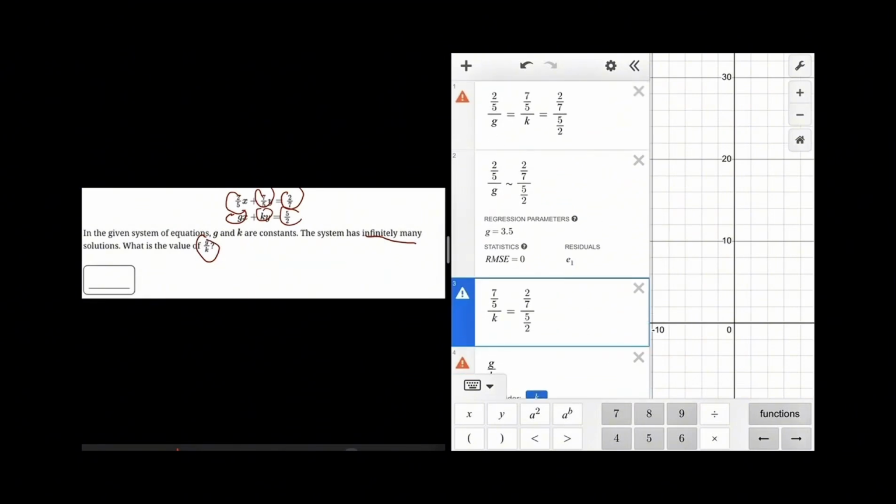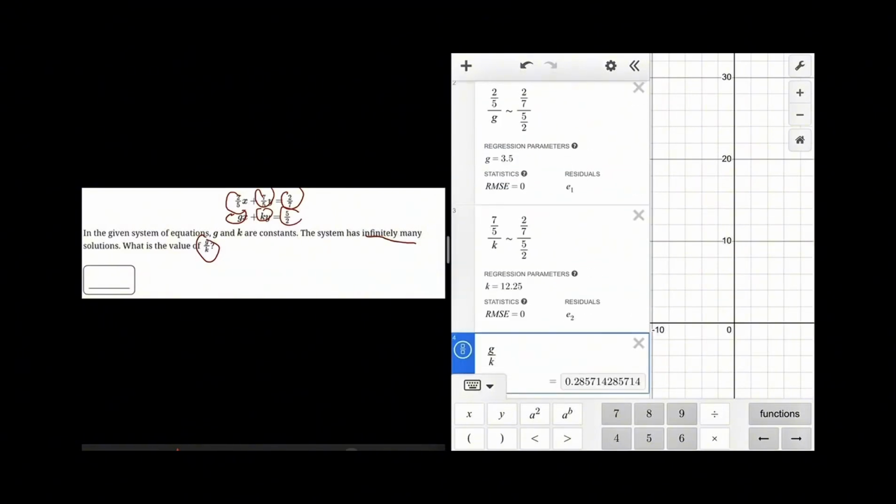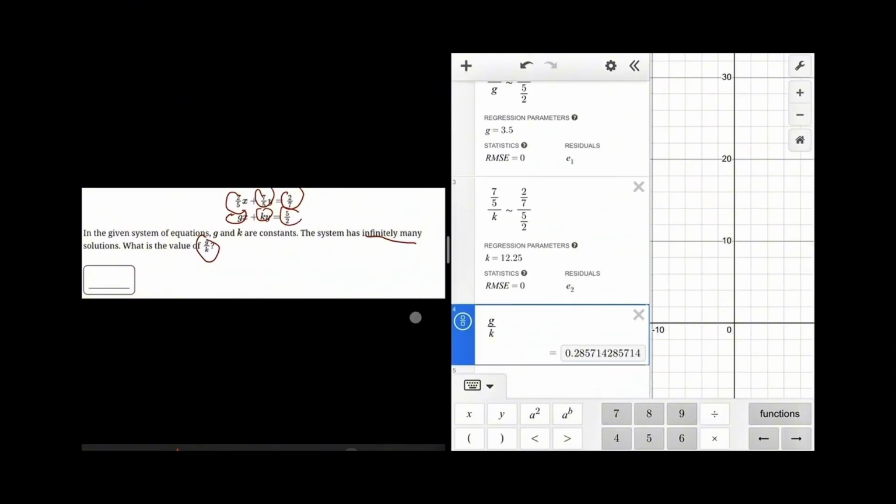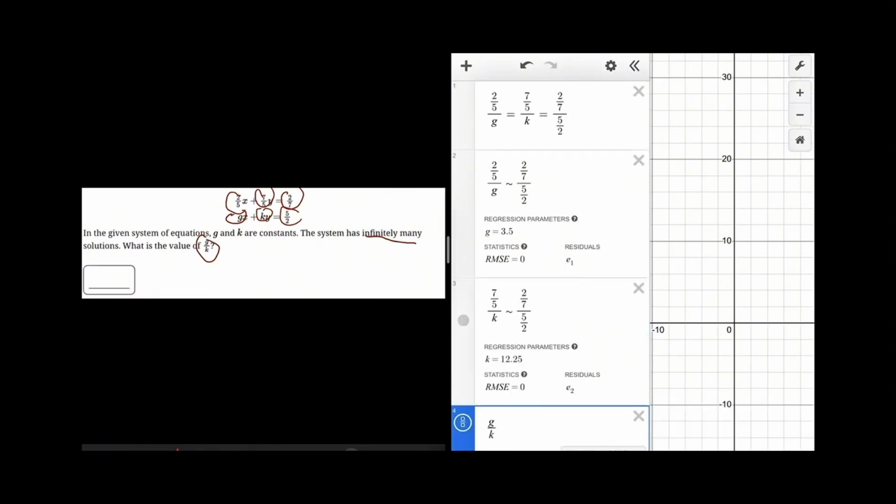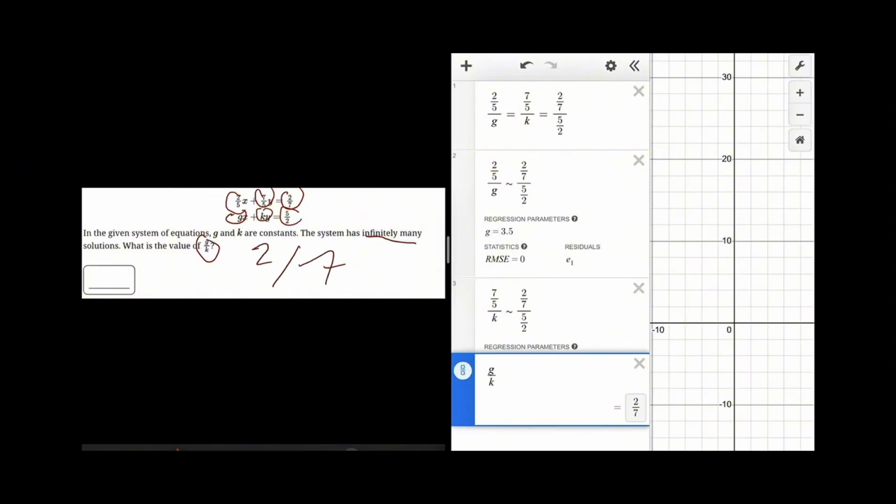Oh, this has to be equivalent to. And then we have our decimal, and we just click this in order to change it to a fraction, which shows us that our answer is going to be 2 over 7.